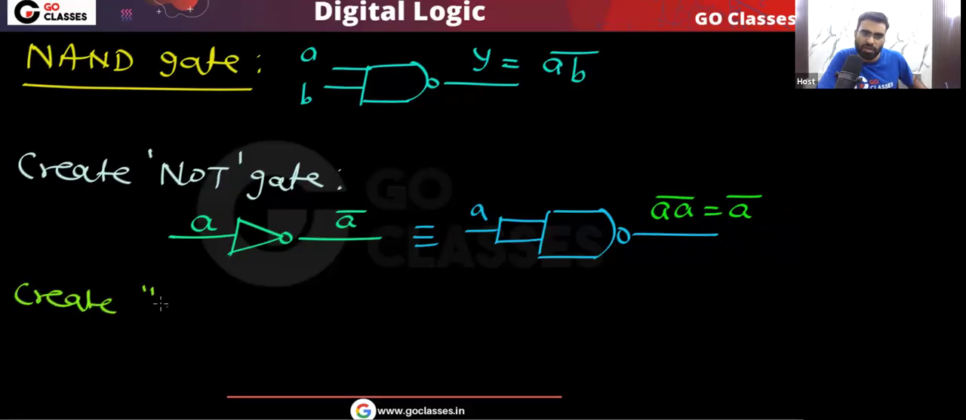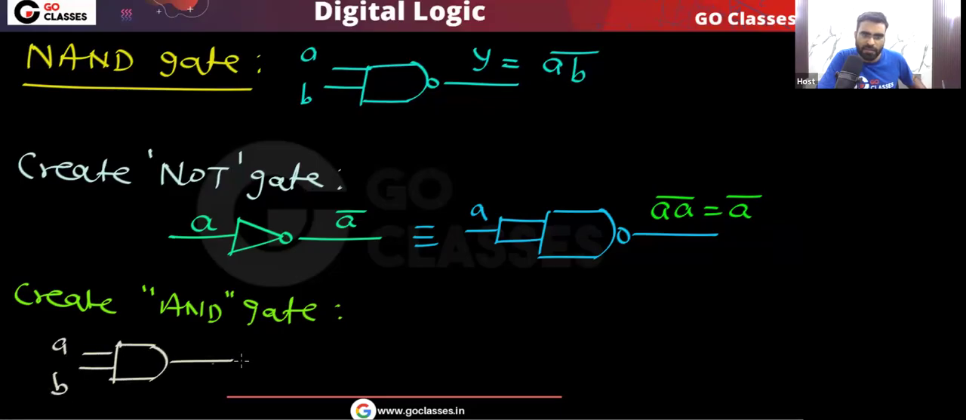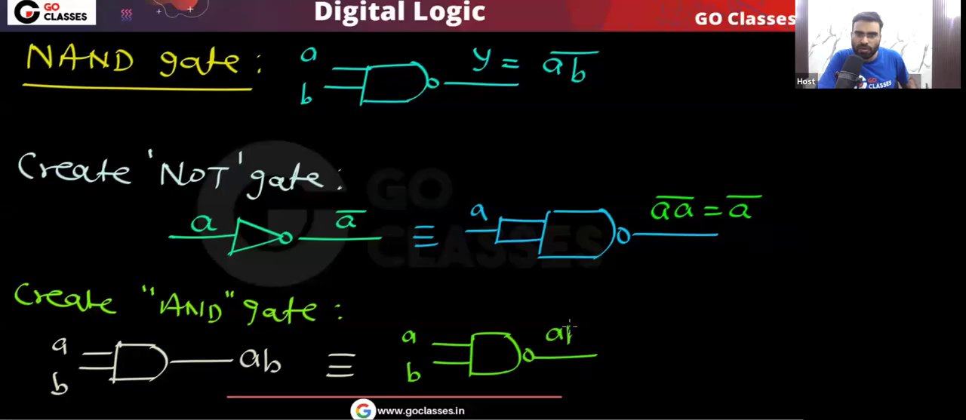Let's see how to create AND gate with help of this NAND gate. Very simple. If I want to create this AND gate, inputs are A, B, and output is AB. Very easily I can create it like this. First I will give A and B to a NAND gate. Then the output will be AB bar. Now I will use another NAND gate, and now the output will be AB.